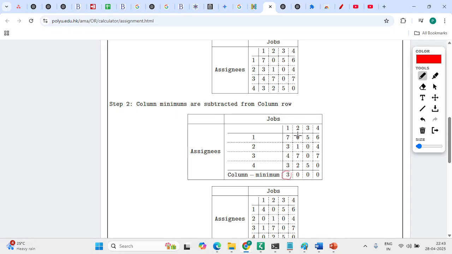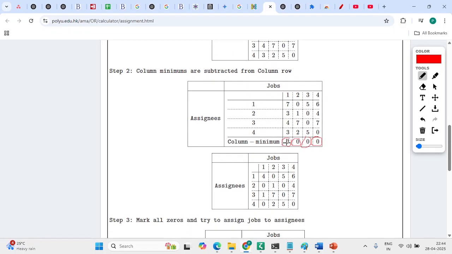Second column is 0, 1, 7, 2, smallest number is 0. Third column is 5, 0, 0, 5, smallest number is 0. And the last column is 6, 4, 7, 0, so the smallest number is 0. Now we have to subtract the smallest number from each element of each column.